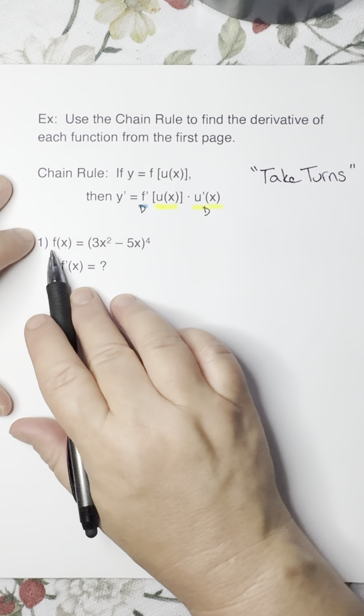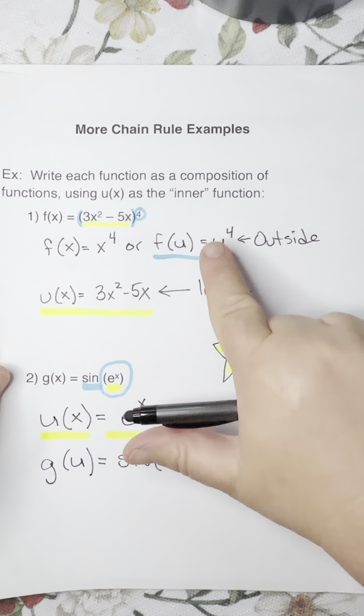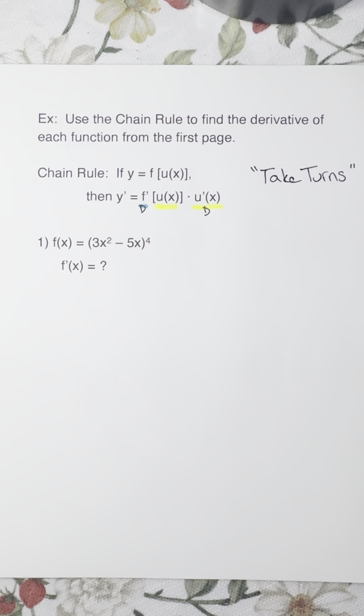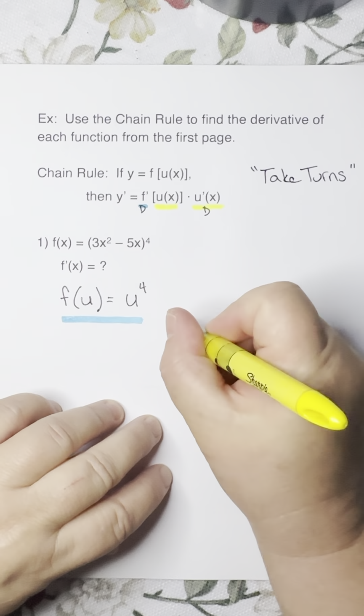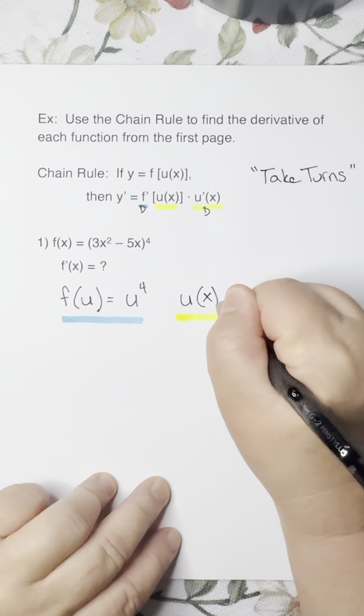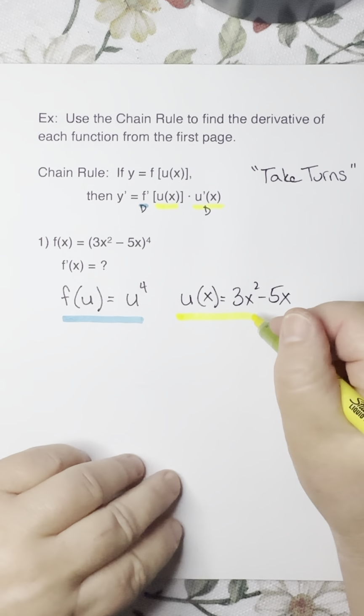Okay. Shall we give it a try? With f of x, this was the very first one we did on the previous page. This is the one we're playing with right here. Hopefully you have the notes for that, or maybe pause and go back if you need to refresh your memory. But we had this rule that said f of u was u to the fourth, and that's the outside. And then the inside, the u part, is 3x squared minus 5x.